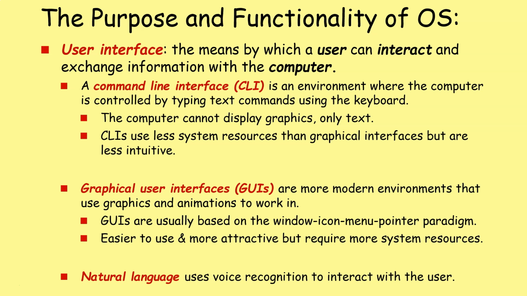CLIs use fewer system resources than graphical interfaces, but are less intuitive. They're harder to learn, and it's easier to make mistakes. They're suited for power users, but not typical kinds of users. Graphical user interfaces, or GUIs, are more modern environments that make use of graphics and animations. GUIs are typically based on the WIMP paradigm, so Windows, Icons, Menus, Pointer. These are easier to use than, say, a command line interface, and they're a lot more attractive, but they do also require more system resources.